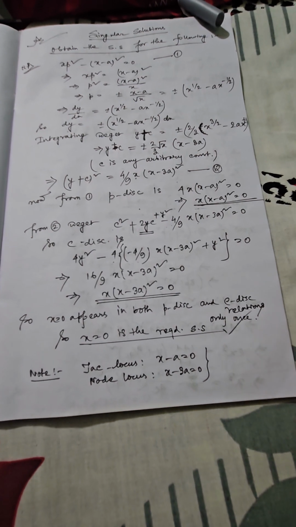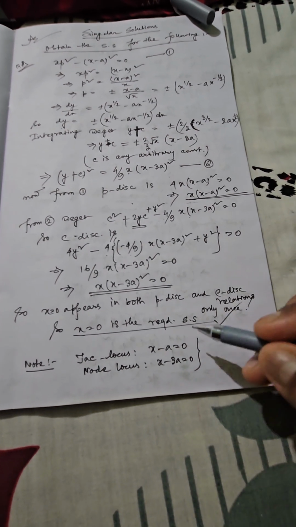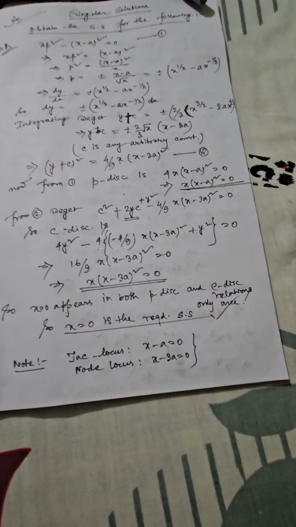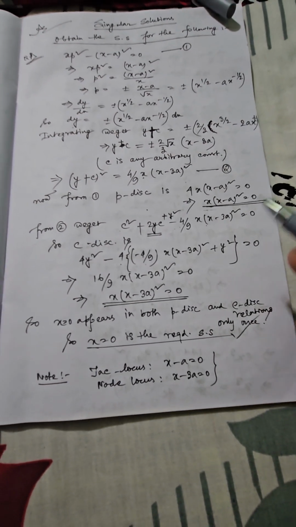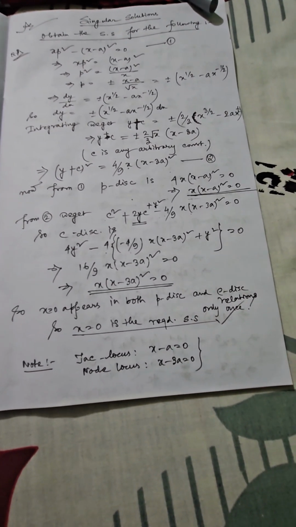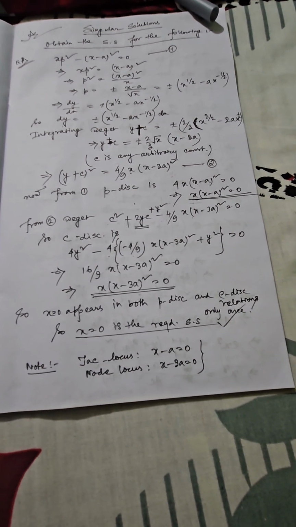And one more thing, I have written here s.s., that means I have abbreviated singular solution as s.s., but usually you should not write like s.s. in your examination, you have to write the full term, singular solution. So here in the first problem we have obtained x equal to 0 is the required singular solution.